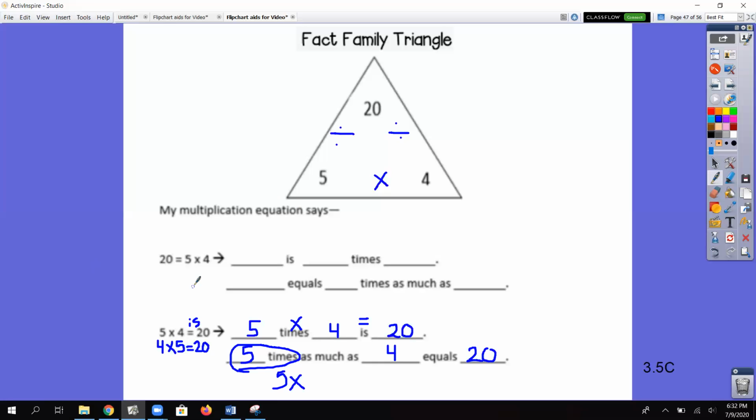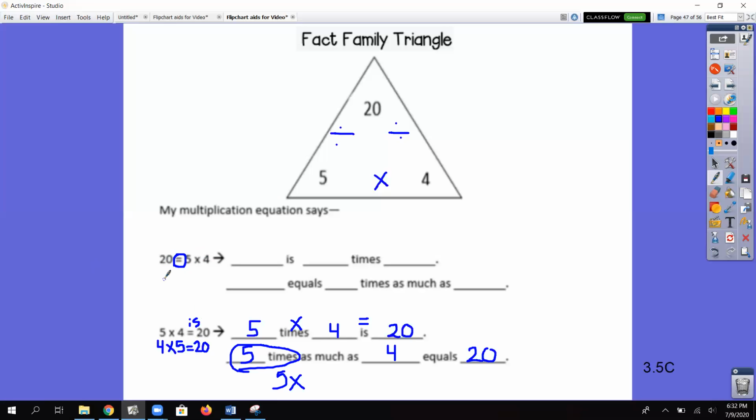Now, it's also sometimes written this way. This is the exact same thing as this. All they did was flip it. Remember, when you have your equal sign, that just means that it's the same on both sides. It's balanced. So however way you write it, it represents the same equation.